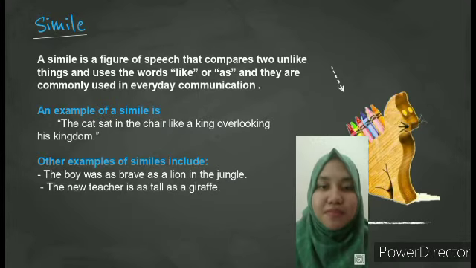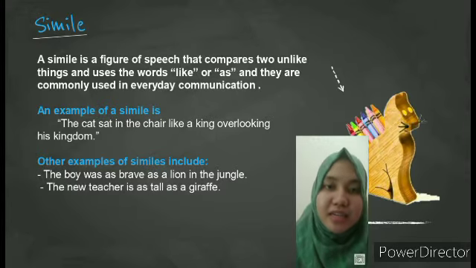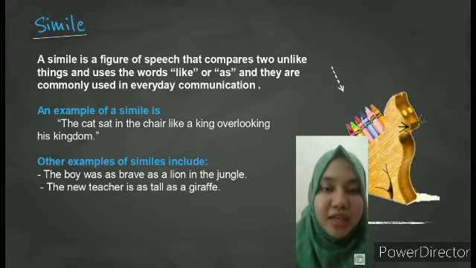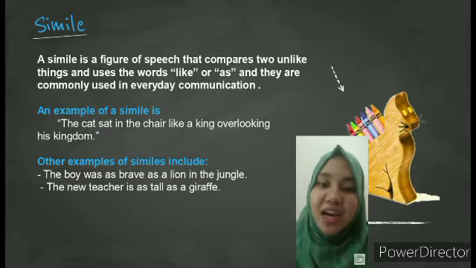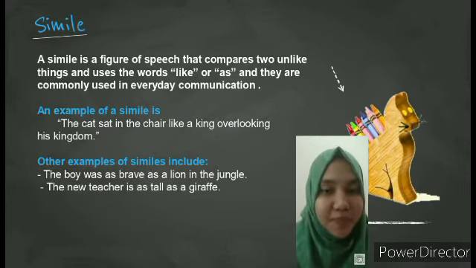Look at the example. The cat sat in the chair like a king overlooking his kingdom. The cat's sitting posture is compared to that of a king who relaxes in a special chair that is reserved for him and not any other person in the kingdom.